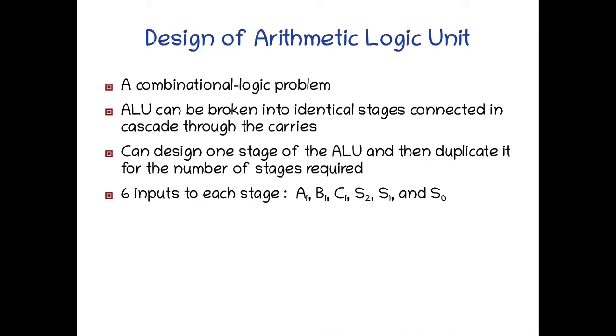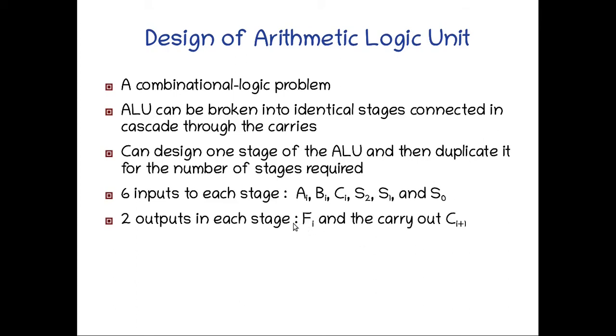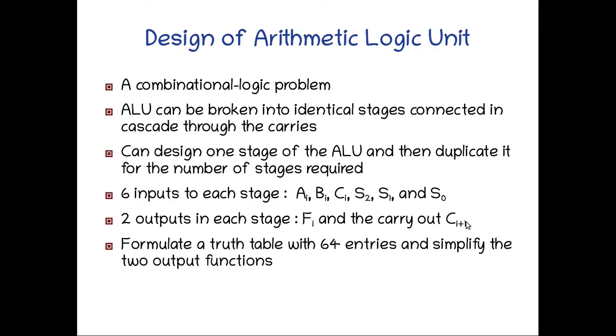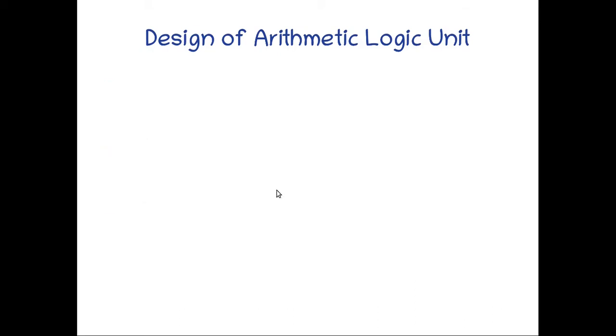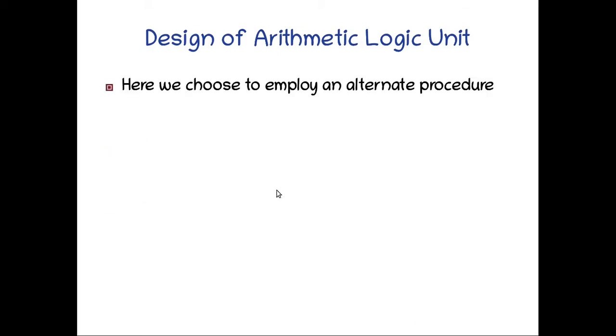So we have 6 inputs to each stage: Ai, Bi, Ci, S2, S1 and S0, and 2 outputs in each stage: Fi and the carry out Ci+1. We can formulate a truth table with 64 entries and simplify the 2 output functions. But this is also a more complex process. So we can consider another approach. Here we choose to employ an alternate procedure.